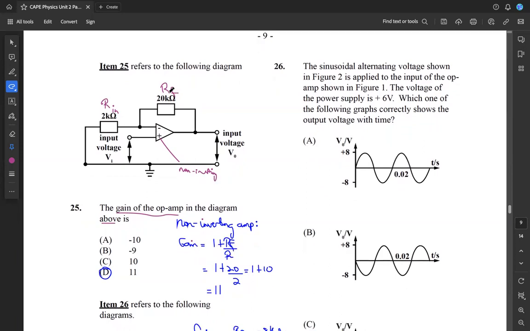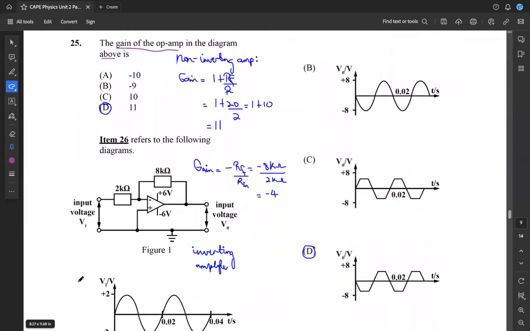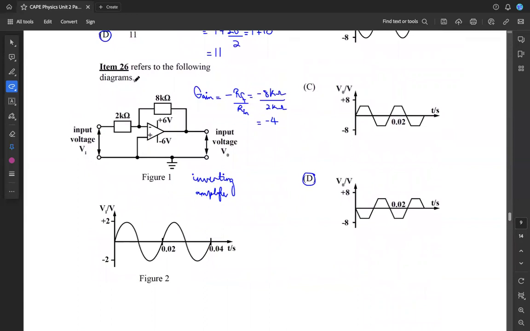They gave us RF, so we can plug that in here. And the R in is 2 kilo ohm, so we can plug that in here. And we end up getting 11. So our answer is D. Okay? So moving along to item 26 now. Item 26 refers to the following diagrams, right?